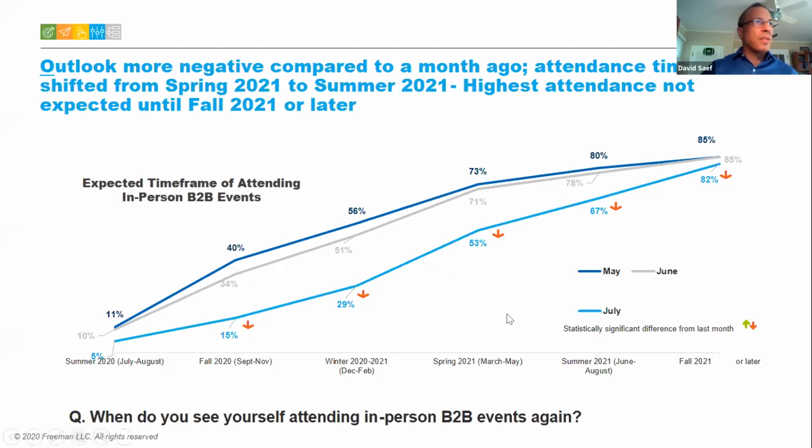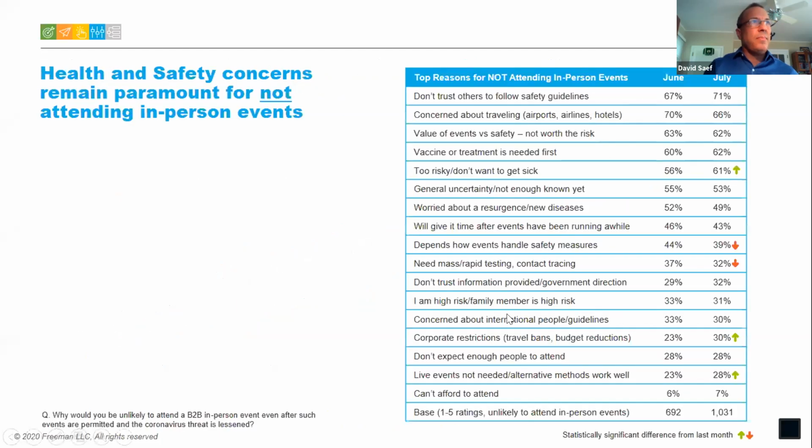One other data point related to this is why people won't go. And that has to do with not trusting others on following safety guidelines, concern about travel, value of events. Again, I think there's been some positive movement going into August. This is from the July survey.